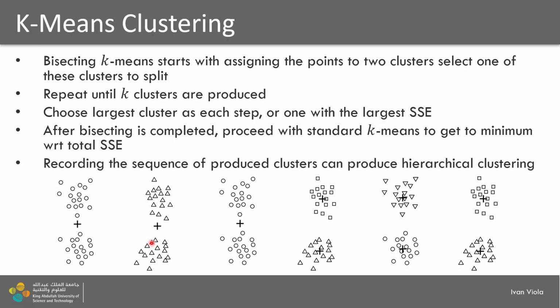So then we choose the larger cluster. For example, we can see how many elements one cluster has and how many elements another cluster has, and we can split the one which has more elements. Or we simply decide to split the one which has the largest sum of squared errors. This could be one or the other strategy, both are valid choices.